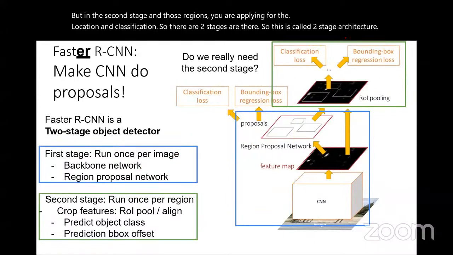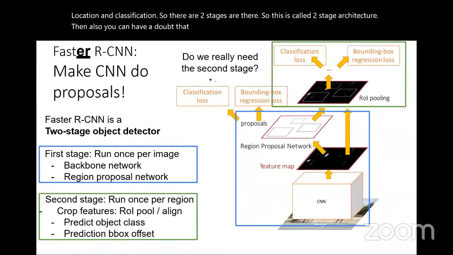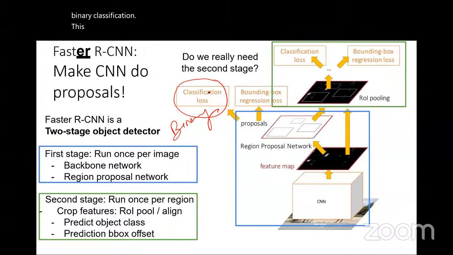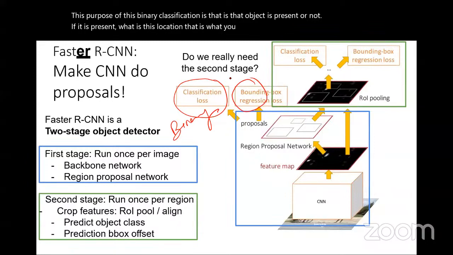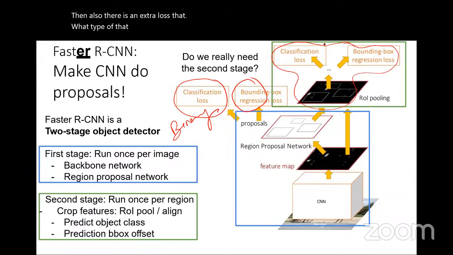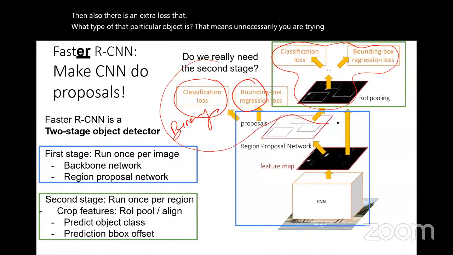Then also you can have a doubt that this particular thing is a binary classification. The purpose of this binary classification is whether the object is present or not. If it is present, what is its location? That is what we are trying to do. Then there is also an extra loss for what type that particular object is. That means unnecessarily you are trying to use 4 losses.